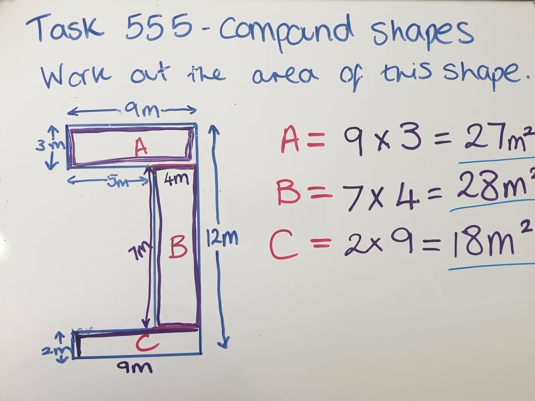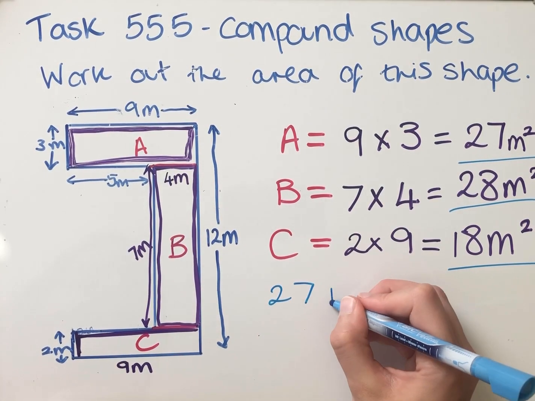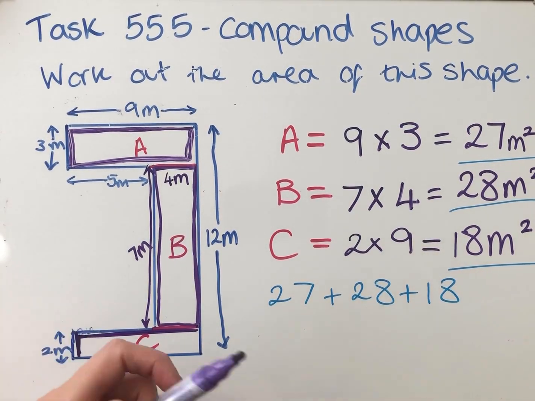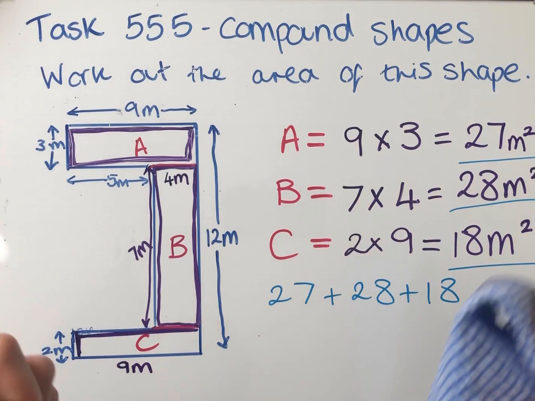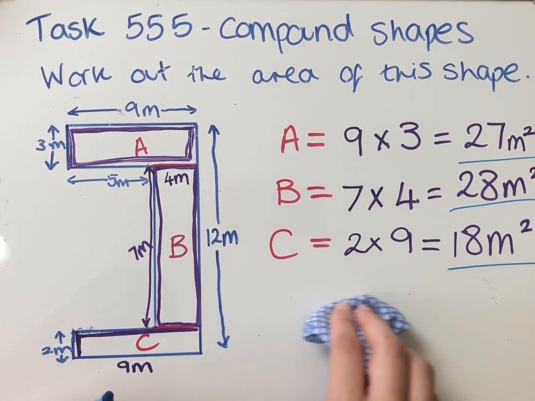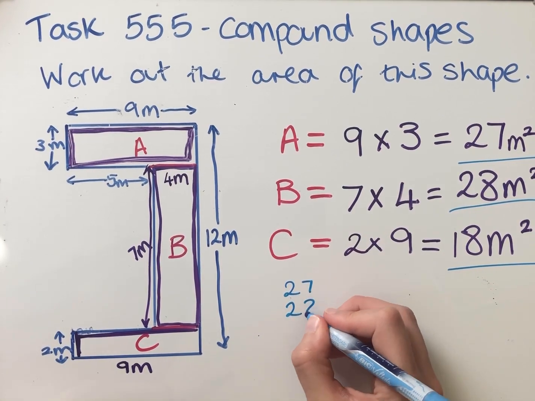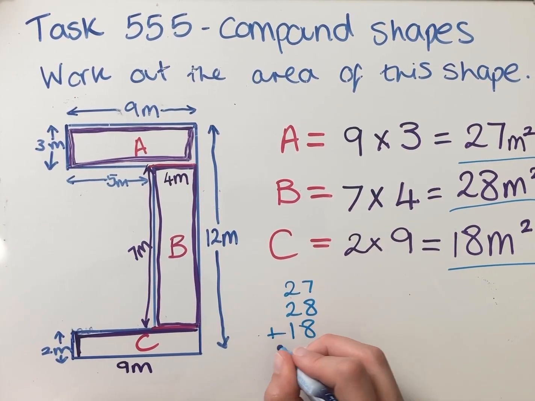What am I now going to do with each of those parts? Have a think. If you said add them together, you are correct. I'm going to add them all together. To be honest, that's quite a lot there, so I might just actually do a little column method to help me out with that. 27, 28, 18.